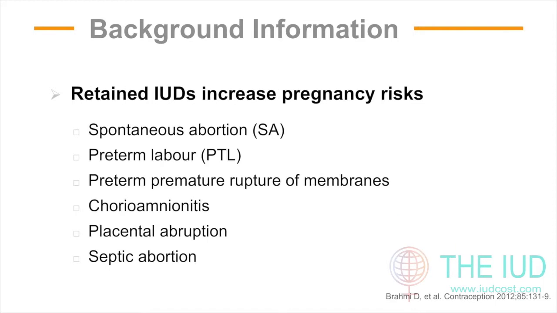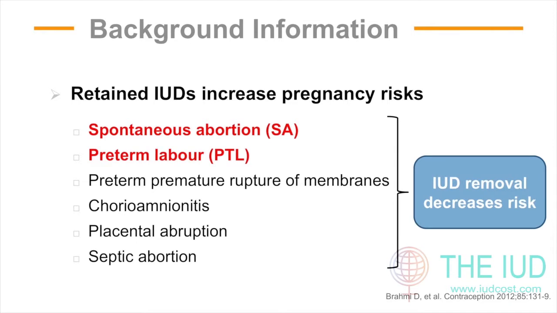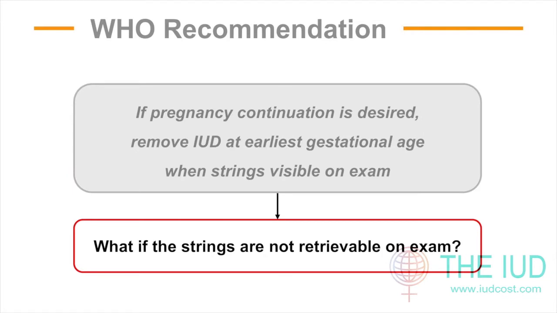Pregnancies complicated by a retained IUD are at increased risk of adverse outcomes, most commonly spontaneous abortion and preterm labor. To date, multiple studies have documented reductions in these risks following IUD removal in early pregnancy. As a result, the World Health Organization recommends IUD removal at the earliest gestational age possible, when the strings are visible on exam. However, if the strings are not retrievable, what are the options for management?